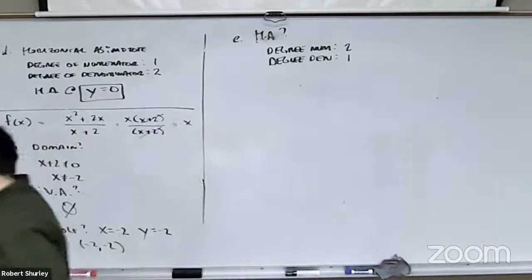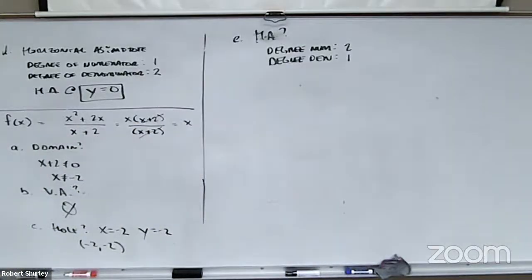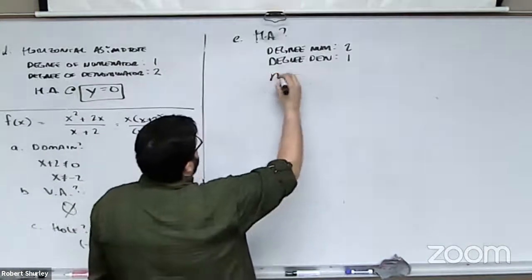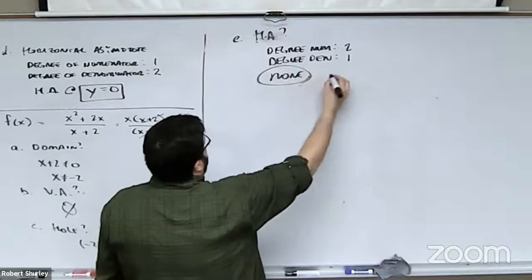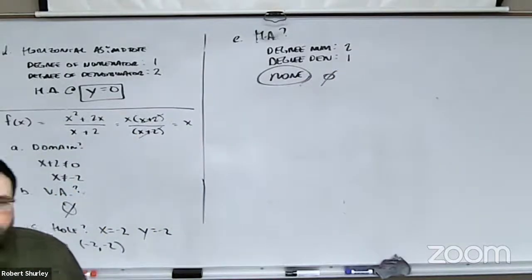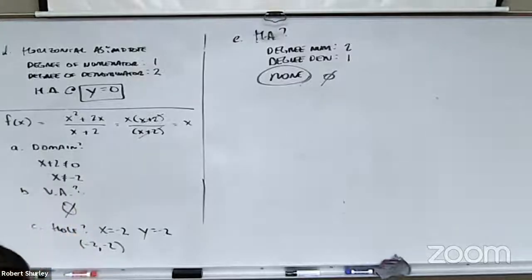So we flipped it. The degree of the numerator is 2, and the degree of the denominator is 1. Well, if this happens, we actually have no horizontal asymptote. And you can do a circle with a line there if you want. But if the degree is larger on top, there's no horizontal asymptote.